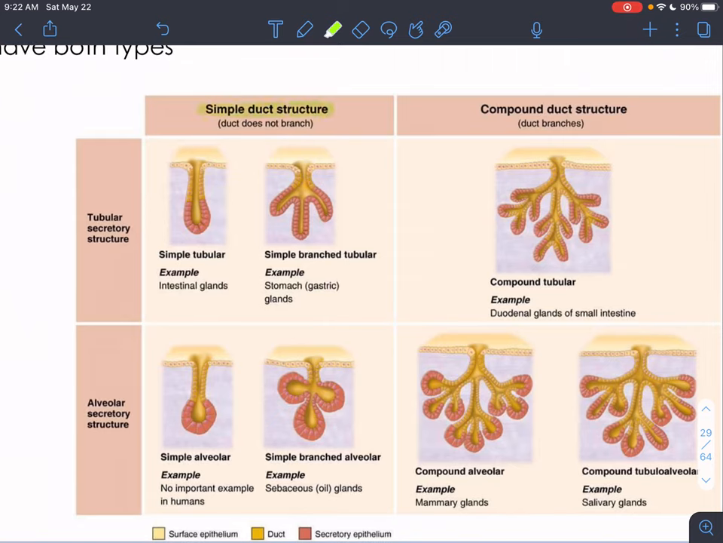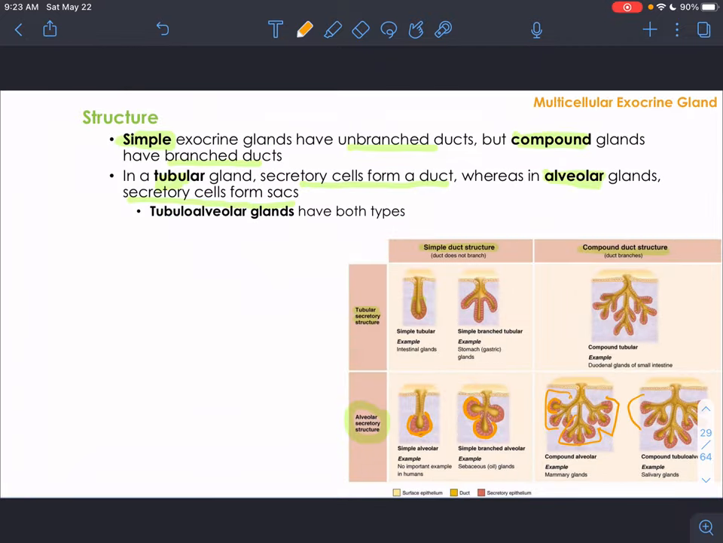So we have the simple duct, where the duct does not branch. And then the compound, where each duct has a number of branches. And then the tubular, you can see the duct here is made up of that secretory epithelium. Whereas in the alveolar, you have these alveolar sacs that are made up of this secretory epithelium. Okay, so if it's alveolar, you have these round balls on the end. And if it's compound, it's going to be way more branched. You have multiple branches. Okay, so that's the structure.